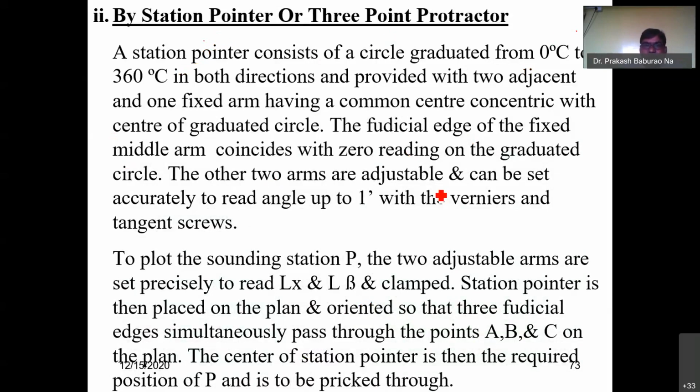Three arms are there, with fiducial edges where the graduations are marked. The middle arm coincides with the 0 reading. The points A, B, and C you are keeping exactly over the station B with the help of this middle arm, and the other two arms are adjustable and can be set accurately. According to the angle you have to move those arms and locate the boat point. So all these are the methods applied to locate the boat point.